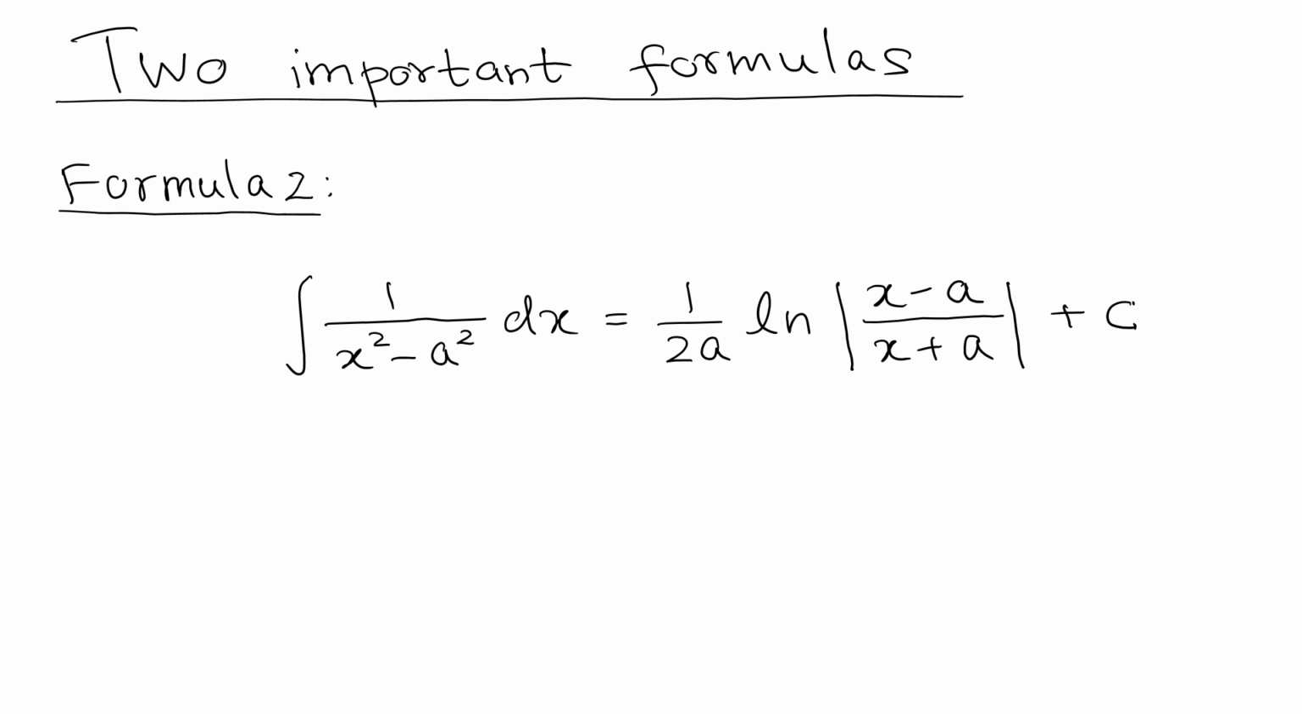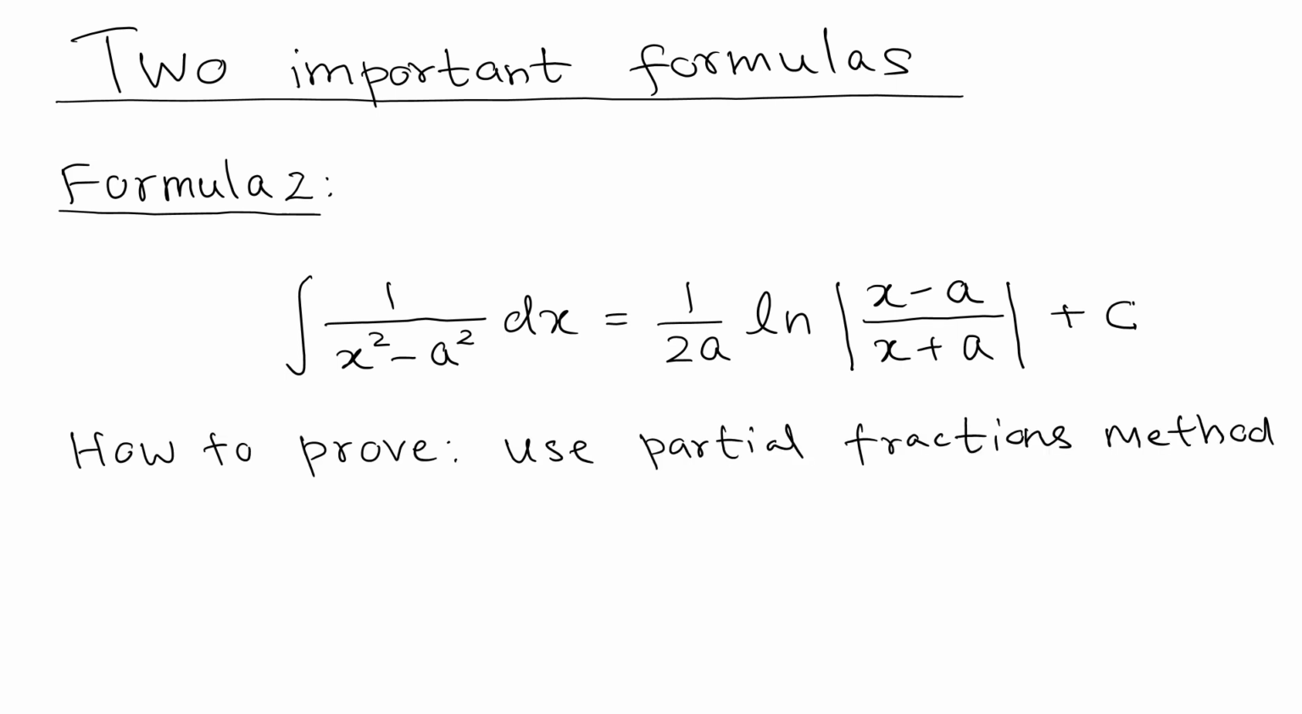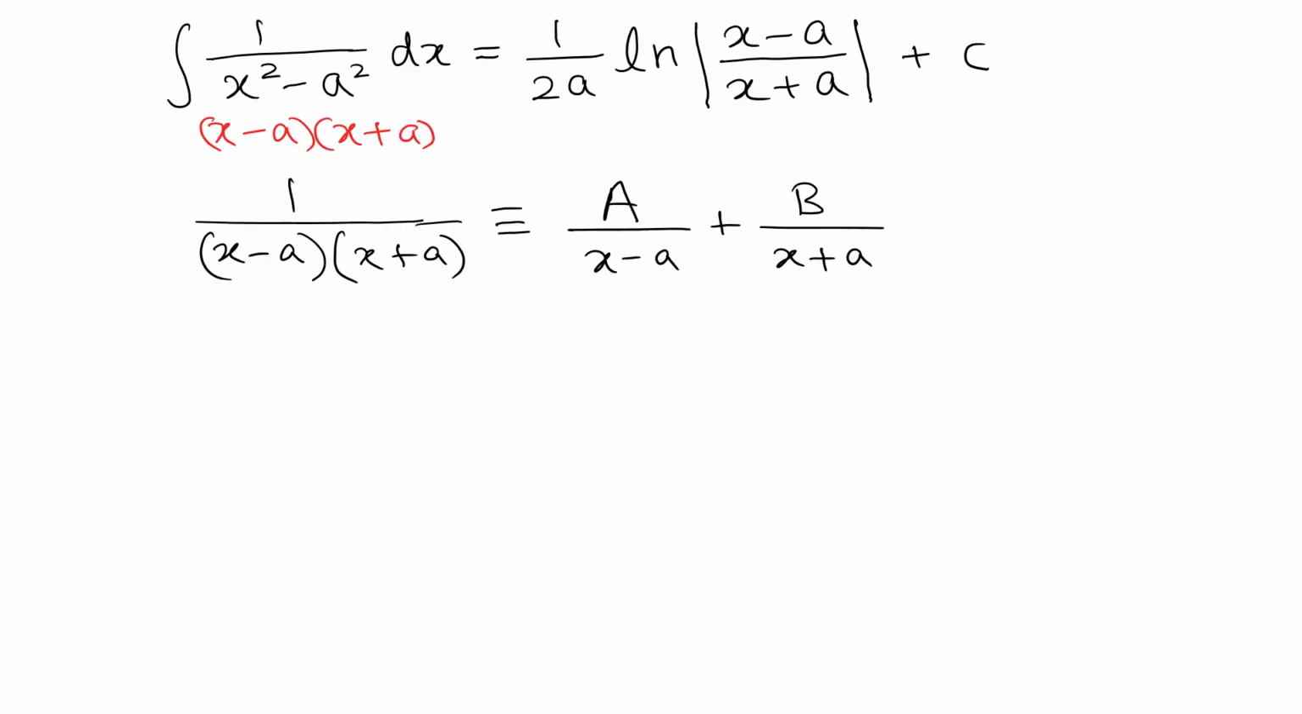So how do we prove this one? We normally prove something like this using the partial fraction method. Let's see how the steps work. We start with the integral of 1 over x squared minus a squared, and you factor that as x minus a times x plus a. Because of that, you can write two partial fractions, the first one and the second one.